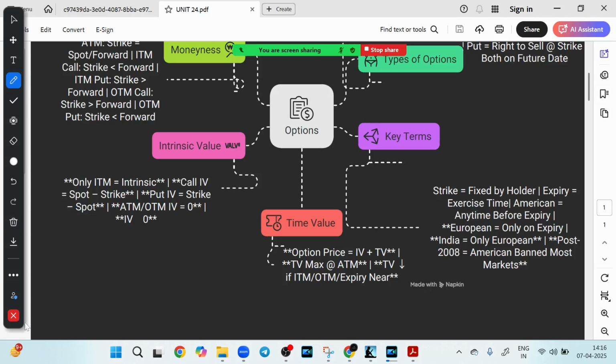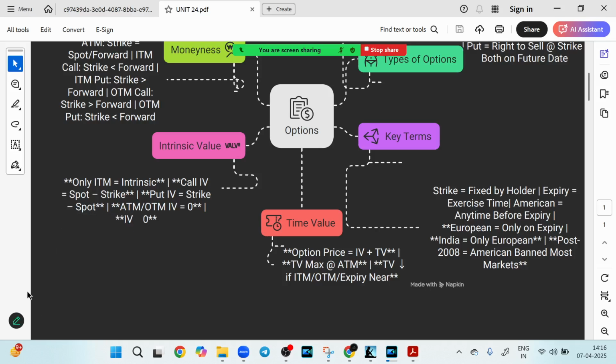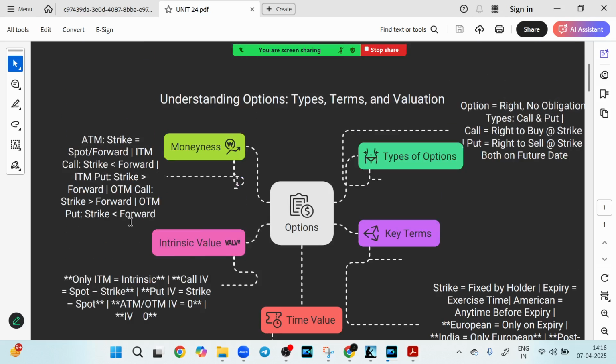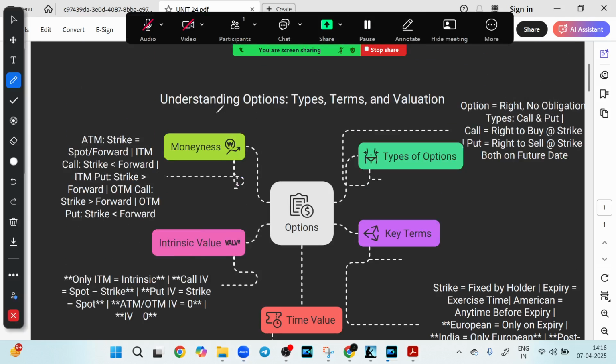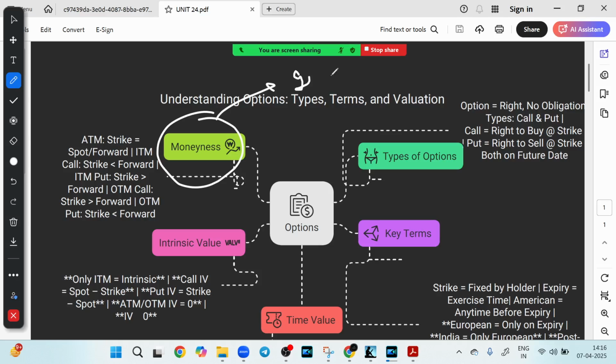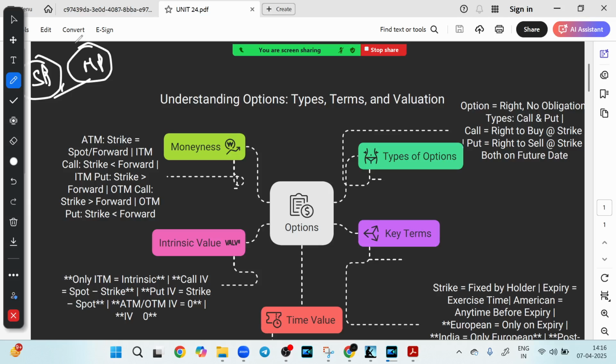Now there is something called moneyness. Moneyness: is your option profitable? Whenever I say moneyness, it basically means I'm answering the question, is the option profitable? Is it really profitable? That is what I am answering. Moneyness tells you where the strike price stands compared to the market price. So where the strike price stands in comparison to the market price, that is what is told by moneyness.